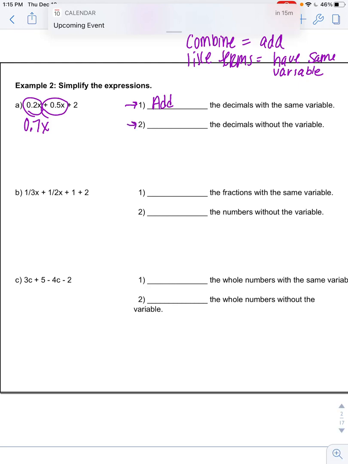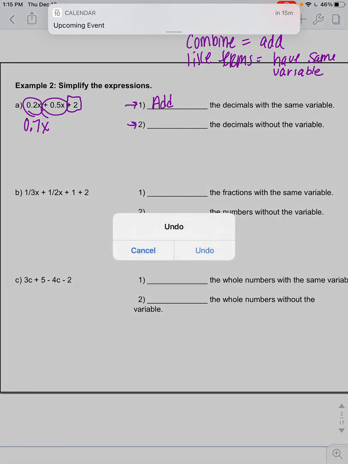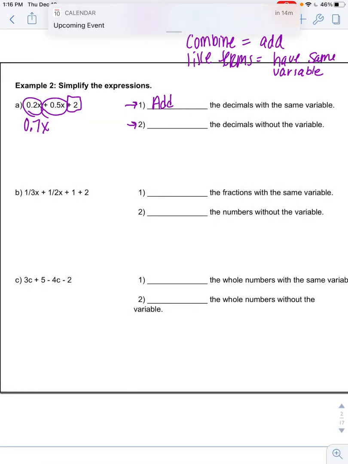Step number 2 says blank the decimals without the variable. So there aren't any decimals, but there is a whole number. And there's nothing to combine that with because there are no other numbers without letters. So all we're going to do is bring it down. So bring down the decimals without the variable. In this case, it is a whole number. So that is our final answer, 0.7x plus 2. Okay, you cannot combine 0.7x and 2 because 2 does not have an x. So you stop right there.